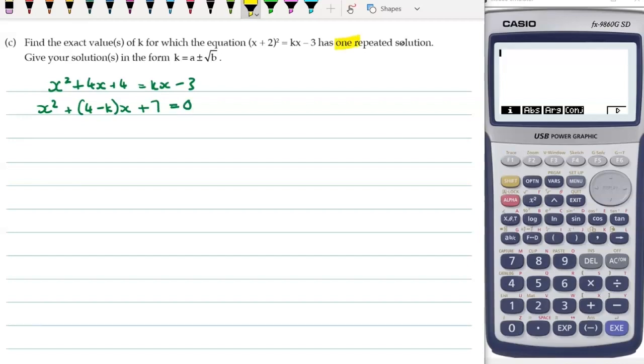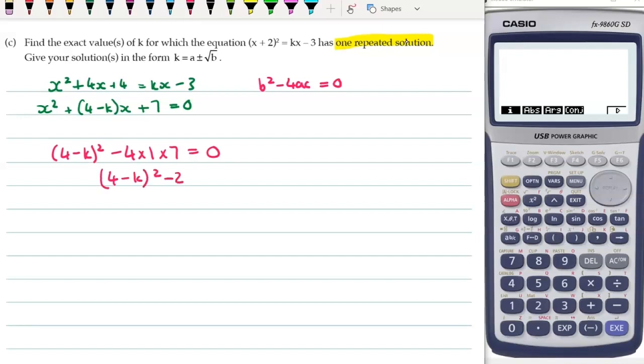Then we're looking for one repeated solution, which means that the discriminant has to be equal to 0. So then the discriminant on this one, b squared, that's 4 minus k squared, minus 4 times 1 times 7, has to be equal to 0. So 4 minus k squared minus 28 is 0. 4 minus k squared is 28. So 4 minus k is plus or minus the square root of 28.